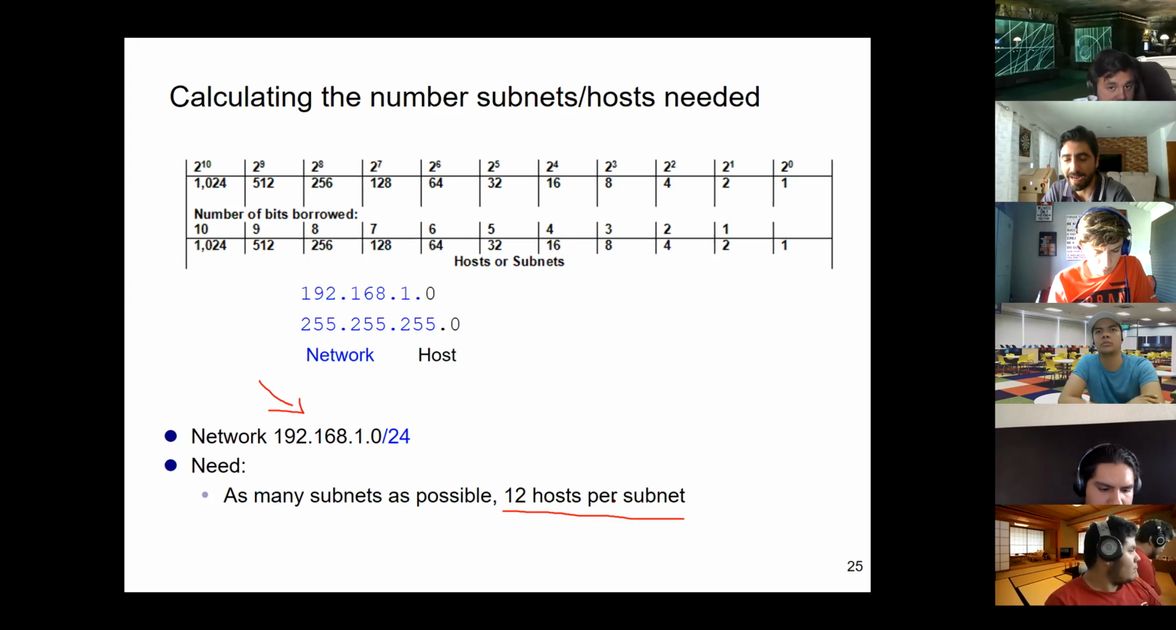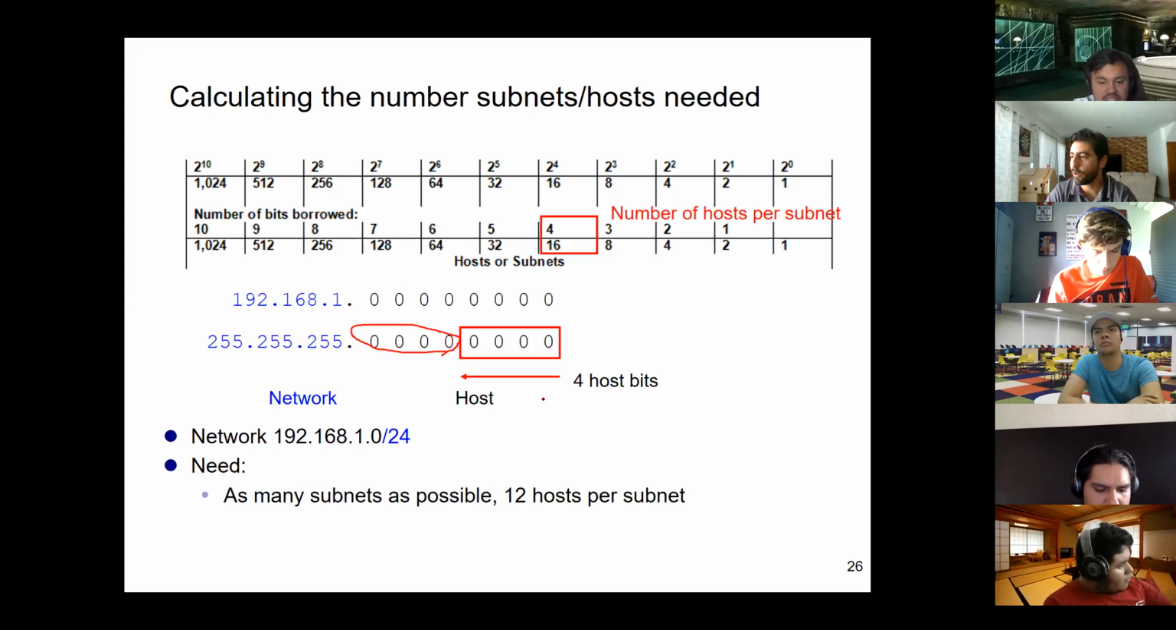I don't care how many baskets you want to design. I want to have at least 12 in each one, okay? So we said these are the bits that I'm able to play around with. So I separate four bits as my host part. Then I have 2 to the power of 4, minus 2, so I have 14 hosts. I can define 14 hosts.